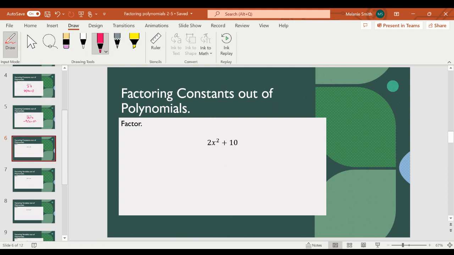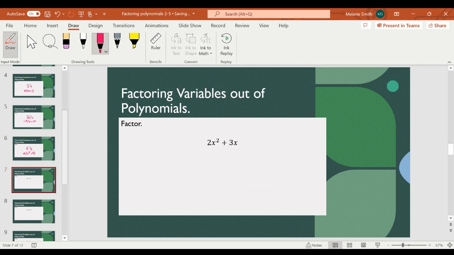Okay, so one more example. This time I've got an x squared, but nothing about that changes. I can divide both 2 and 10 by 2. So I'm going to pull a 2 to the outside of the parentheses. 2 divided by 2 is just 1 x squared, so that's just x squared. And then 10 divided by 2 is positive 5.